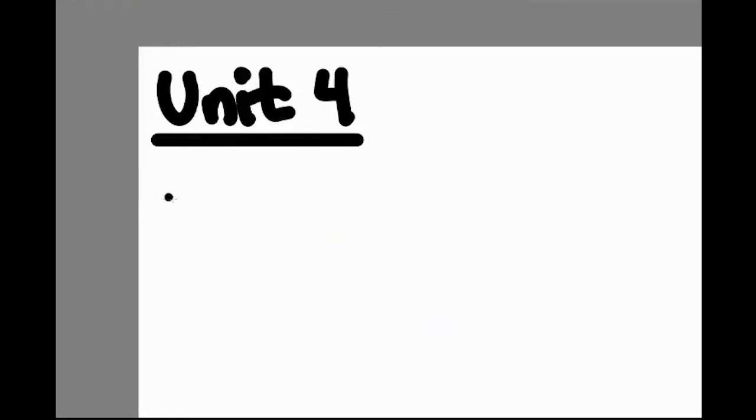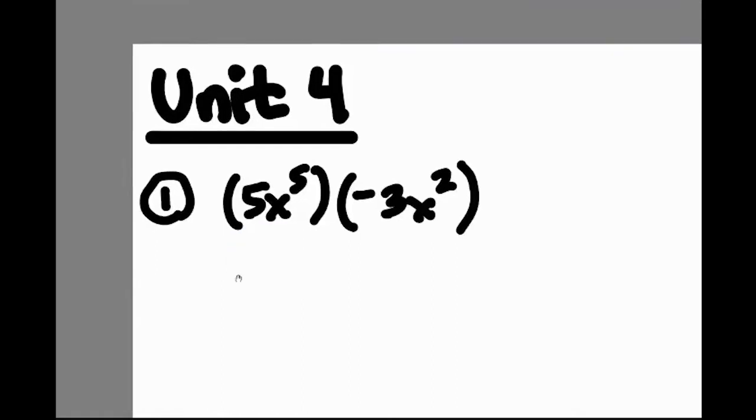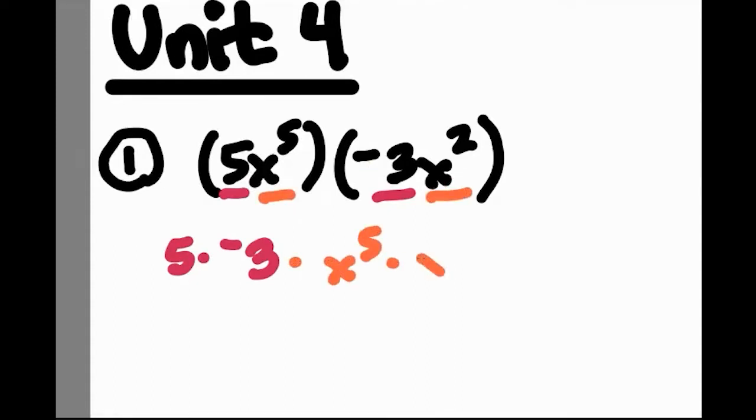All right, number one. So we're just going to do a ton of example problems here. Number one, you have 5x to the fifth times negative 3x squared. To solve this out, you can either do this in your head or write it down on paper, it doesn't really matter. What you can do is separate the regular old numbers here, 5 times negative 3, from the variables, x to the fifth and x squared.